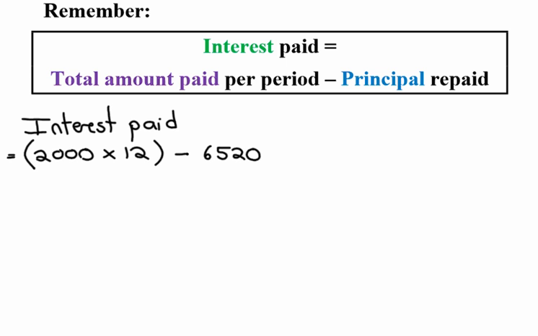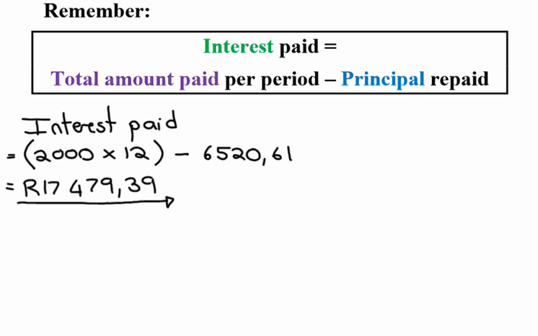We've just worked out the principal to be 6,520 and 61 cents. Because it's a two-part question, I can use the rounded off value. However, you could have also used the unrounded value. Especially if it was only asking you for interest paid, then you would need this to be the unrounded value. So I subtract, and I'm left with 17,479 Rand and 39 cents. So over the course of a year, that is just the interest. That is just the amount of extra money that you have paid to the bank.